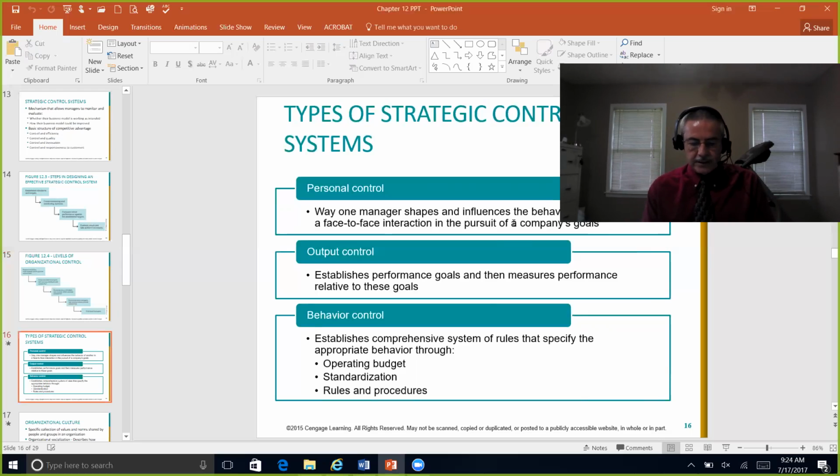And then the other one is behavioral control. Behavioral control really is about that comprehensive system of rules and procedures that's going to direct the actions or behaviors of the divisions, functions, or the individuals. The intent of that is not to specify the goals, but to standardize the means of reaching those goals. And these rules standardize the behaviors and make outcomes predictable, hopefully.